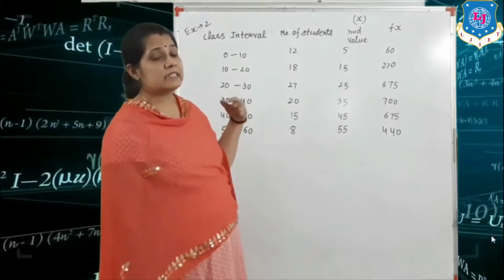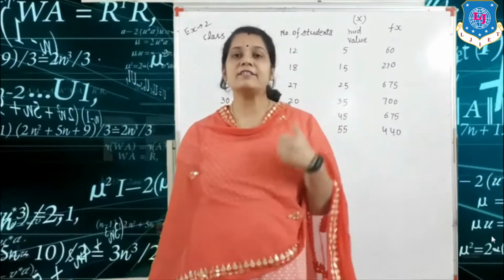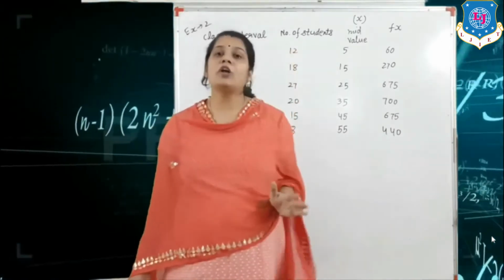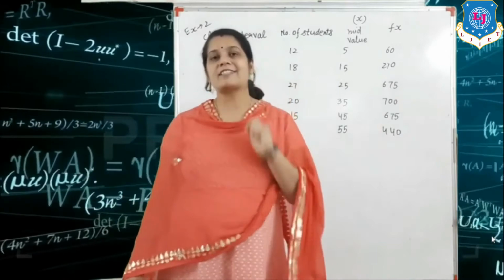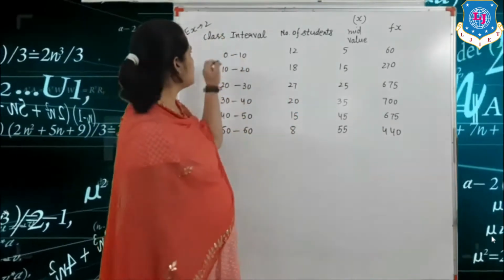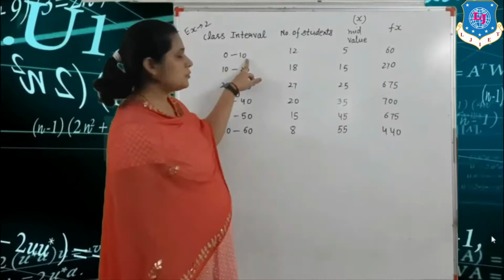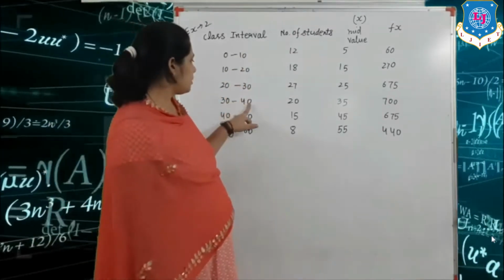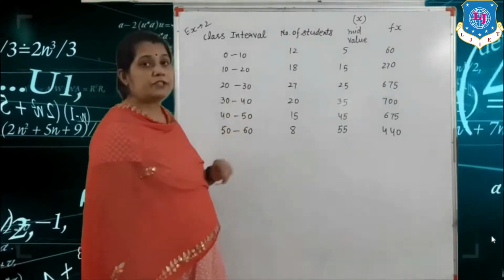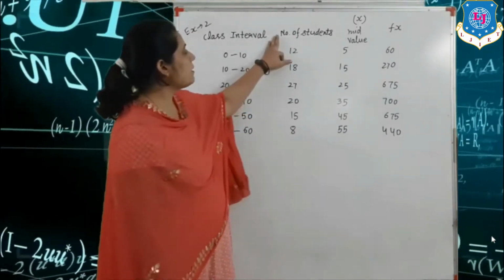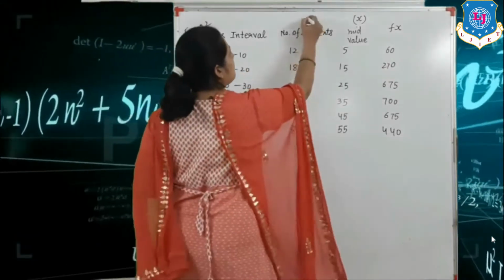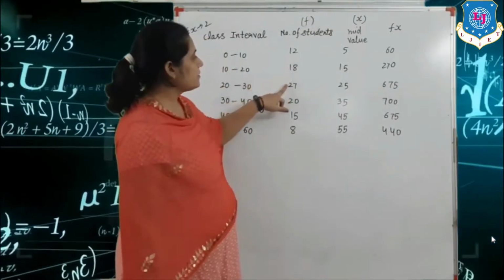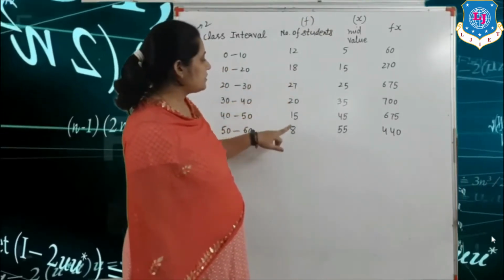This is a different type of question because we are given only the column of f, not the column of x, but we are given the class interval. The class intervals are 0 to 10, 10 to 20, 20 to 30, 30 to 40, 40 to 50, and 50 to 60. The second column is the number of students, that means the frequency. The frequency is 12, 18, 27, 20, 15, and 8.